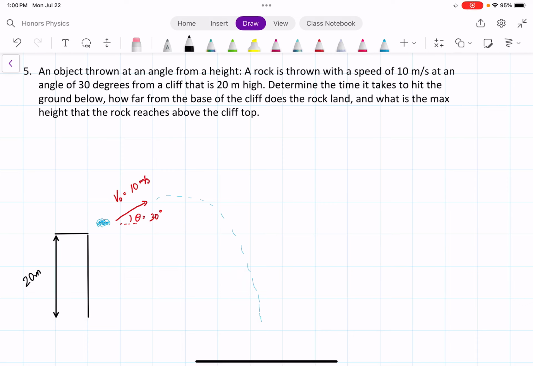For our final type of problem, we have the most difficult type because we're going to have to deal with a quadratic equation. For this problem, a rock is thrown with a speed of 10 meters per second at an angle of 30 degrees from a cliff that is 20 meters high. Determine the time it takes to hit the ground below, how far from the base of the cliff the rock lands, and what is the max height that the rock reaches above the cliff top.